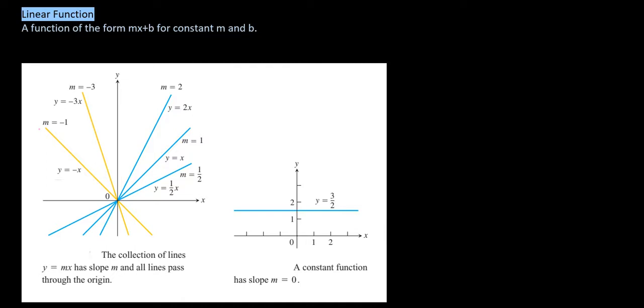Linear functions. It is of the form of an equation that is equal to mx plus b. M and b are constant values. If you remember the equation of slope-intercept form, you can see that it is exactly like this linear function. Or you may say that the slope-intercept equation is an example of linear functions.